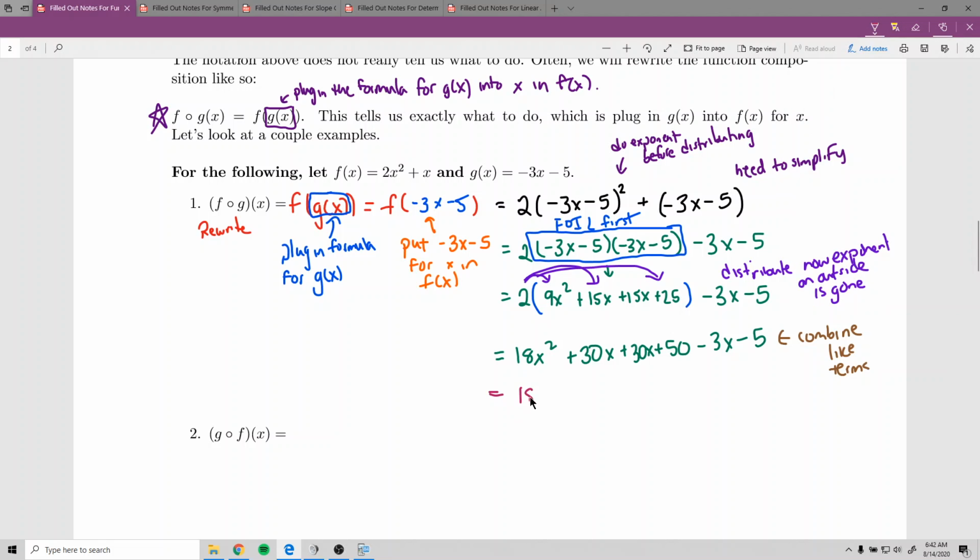So we got only one x squared term with 18x squared. Then our x terms, we have 30x plus 30x is 60x, minus 3x is 57x. And finally, 50 minus 5 is positive 45. So this is our function. Now this, once again, is very similar to something we did previously, except we kind of started here. We are told what to do. Now we have this new notation. But as long as you switch it and plug in, it's the same question.